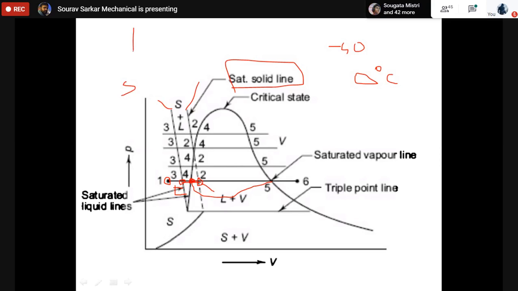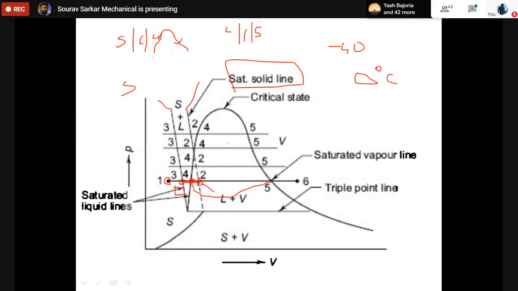Previously you have this one as your solid line, this one is your liquid line, this one is your saturated liquid line, and this one is your vapor line. So this is solid, this is liquid, and this is liquid which is about to vaporize. Here you will see the liquid line will come earlier. This is liquid, this is solid, and the liquid which is about to boil may come somewhere there.